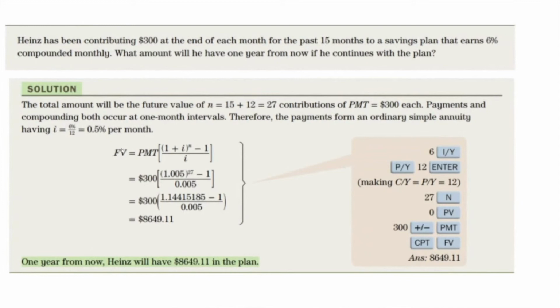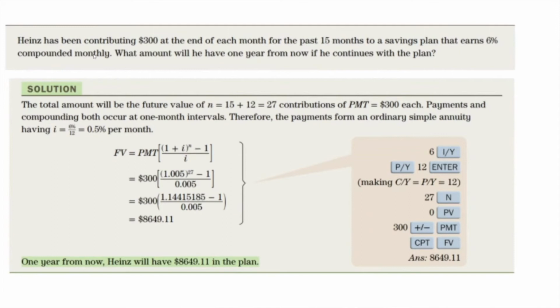So we're taking, in order to find the future value, we have to, well, it's 15 months gone by, and we're looking for 1 year from now. So it's 15 plus 12, right? 15 months behind us plus 12 ahead of us. We want to know what it's going to be at the end of the period. So that's 27 months. So 300, it's 6% compounded monthly.